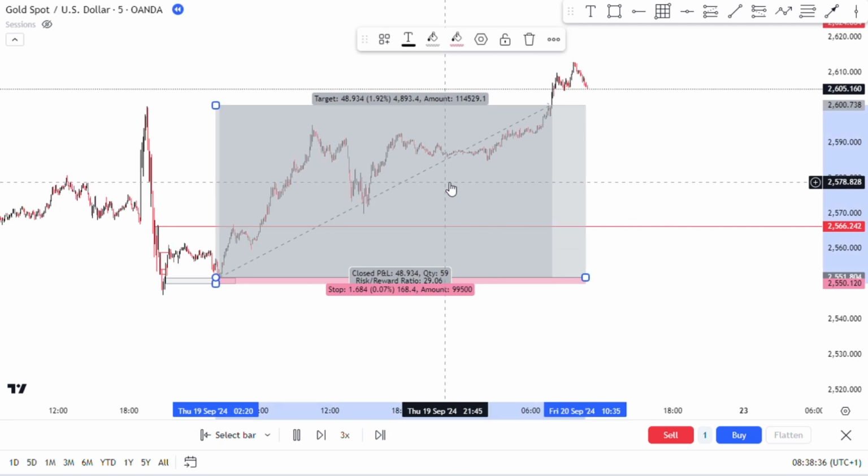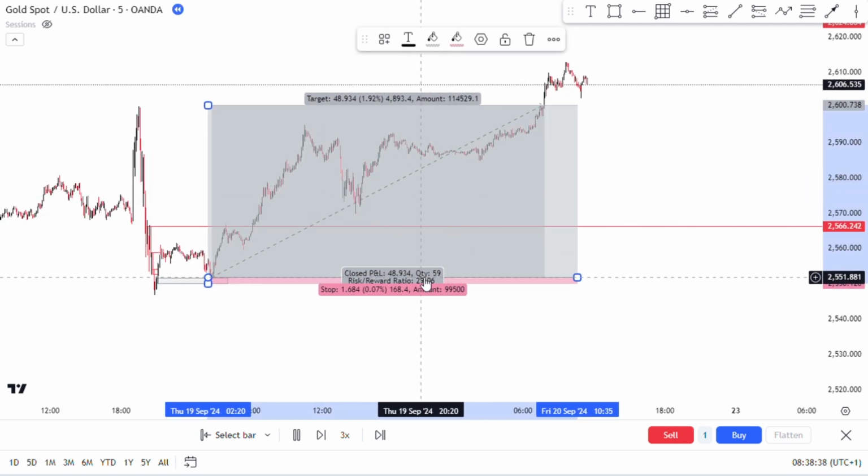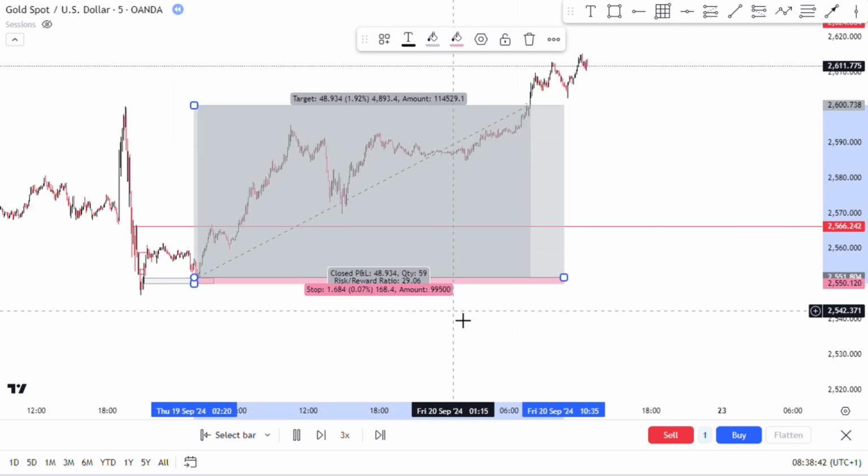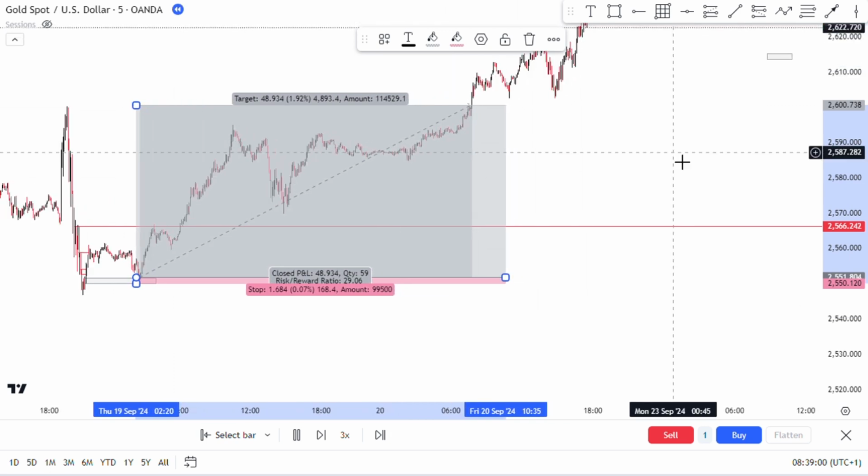So that is just for that. You can see this is 1:29. Okay, 1:29 right here. Can you see 1:29? This is very crazy, guys. This is very crazy.